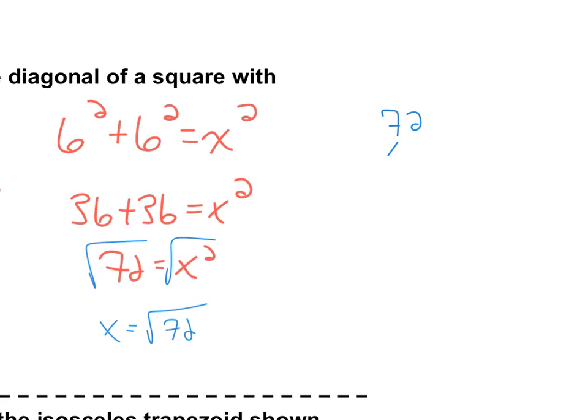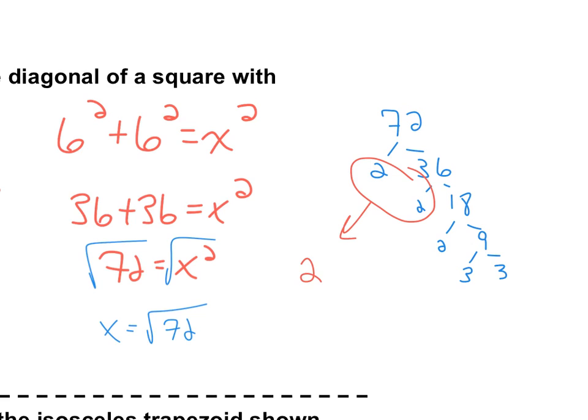Since it's even, 2 is the easiest number to take out. That'd be 2 and 36. I can take a 2 out of 36, and I get 18. A 2 out of 18 gives me 9, and then I can't take a 2 out, but 9 is 3 times 3. So again, I'm going to look for pairs. I've got a pair of 2's, so I'm going to bring out a 2. And I've got a pair of 3's, so I'm going to bring out a 3. But this 2 right here does not have a partner, so it's stuck inside. So you actually get 6 square roots of 2.